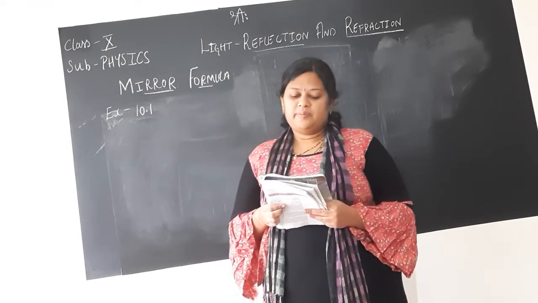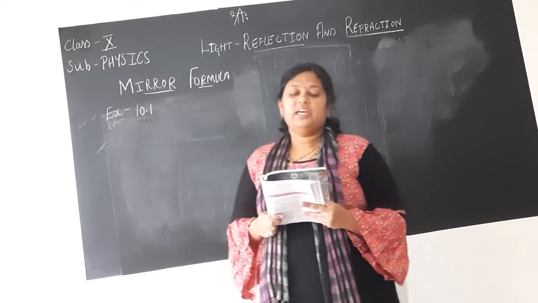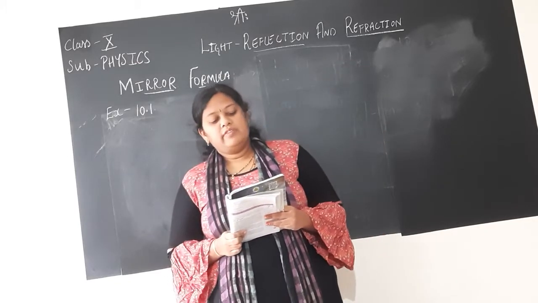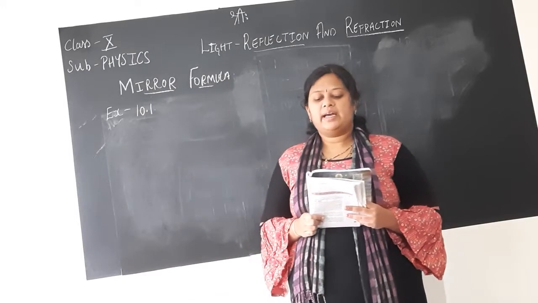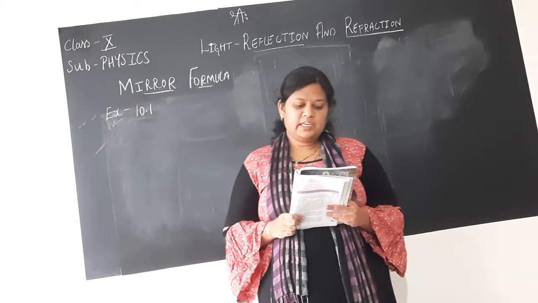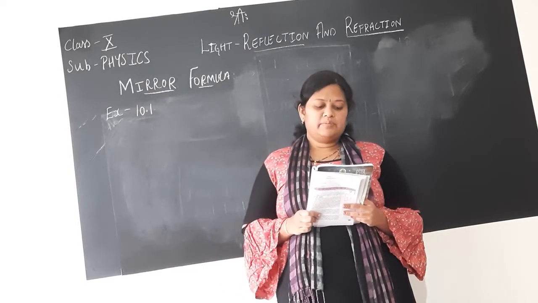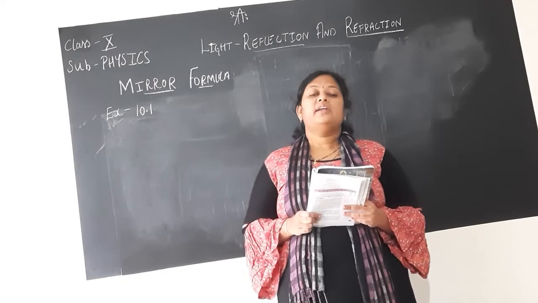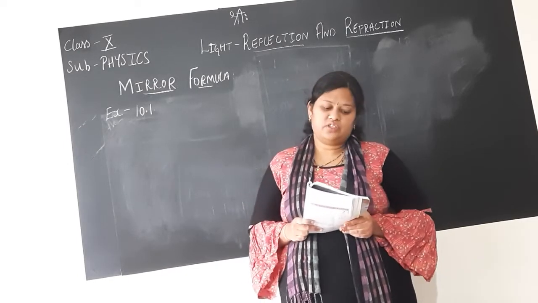So first problem is example 10.1 on page 18 in your textbook, children. The question is, a convex mirror used for rear view on an automobile has a radius of curvature of 3 meter. If a bus is located at 5 meter from this mirror, find the position, nature and size of the image. This is how you can expect the questions, children.